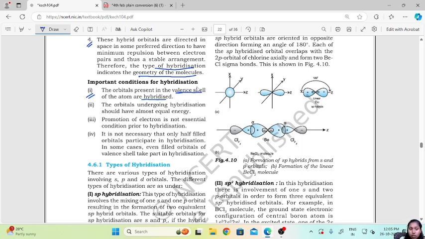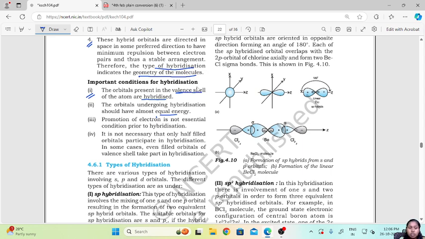Then the orbitals undergoing hybridization should have almost equal energy. So this point we have already seen. After hybridization, the hybrid orbitals have equal energy. So the orbitals which undergo hybridization should also have almost equal energy.